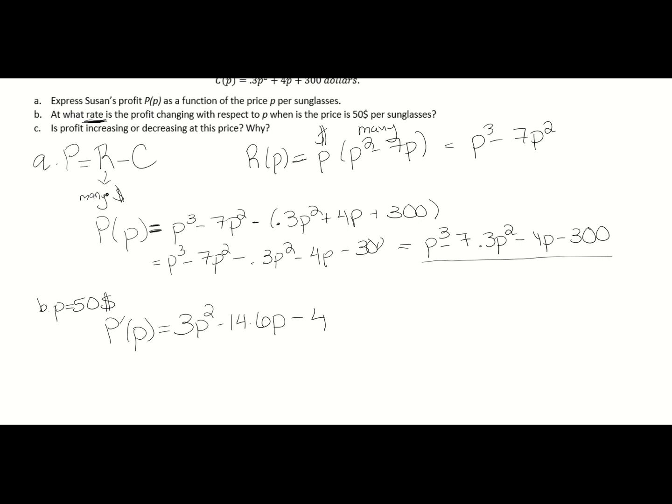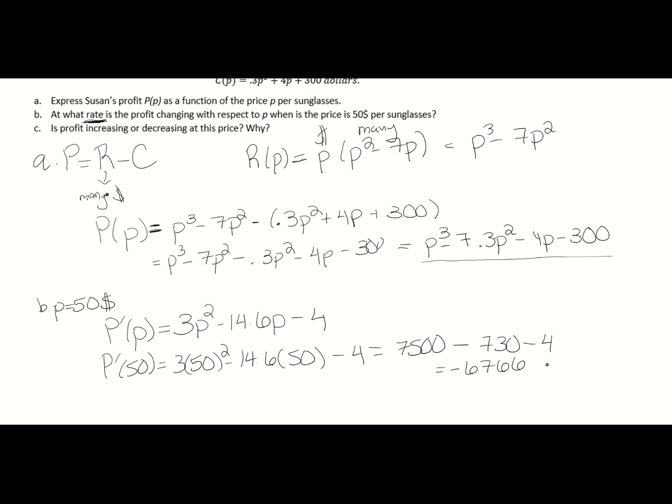Okay, so now I need to plug in 50. P prime of 50 is going to give us 3 times 50 squared minus 14.6 times 50 minus 4. So 50 squared is going to give us 2,500, times 3 will give us 7,500, minus 14.6 times 50, going to give us 730, minus 4. And when you combine all of those together, it's going to give us negative 7,666. So that's the rate at which the profit is changing when Susan is pricing the sunglasses at $50.